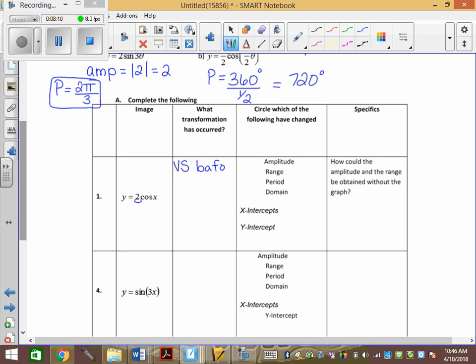Like there's no dictionary in the world that VS always means vertical stretch. Okay? Yes? So we need to write vertical stretch by a factor of. You can't use lingo in unit tests. Vertical stretch by a factor of 2 about the x-axis. And you have to put about the x-axis because it's about the x-axis. You can't assume I know what axis it is.